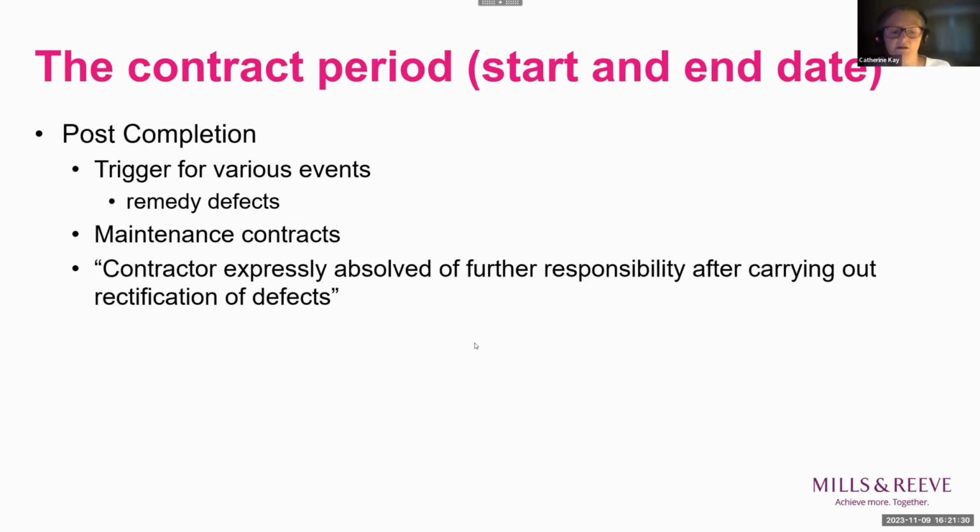I mentioned an earlier little quote in terms of a similar theme in MF1. There's a particular clause in there that specifically says that the contractor is expressly absolved of further responsibility after carrying out rectification of defects. So contracts can differ in their approaches to this.